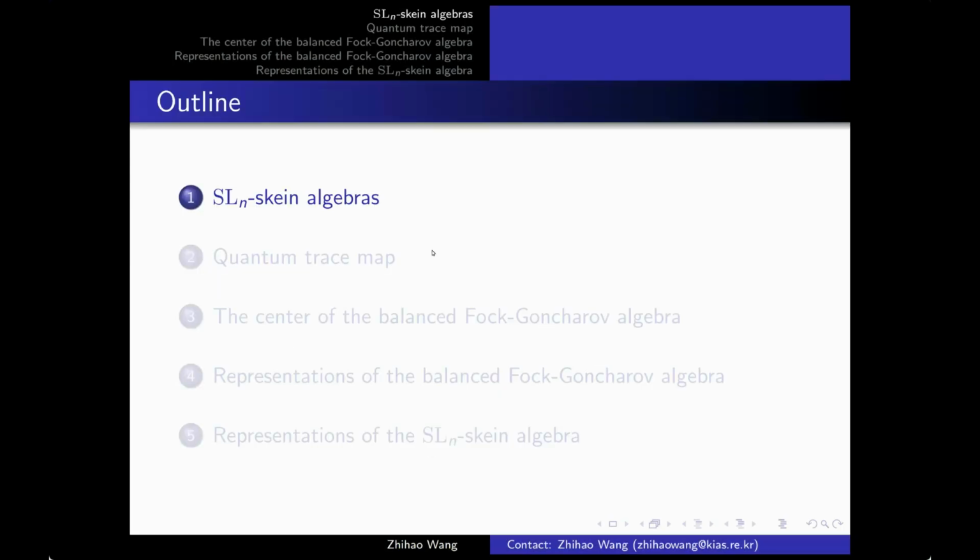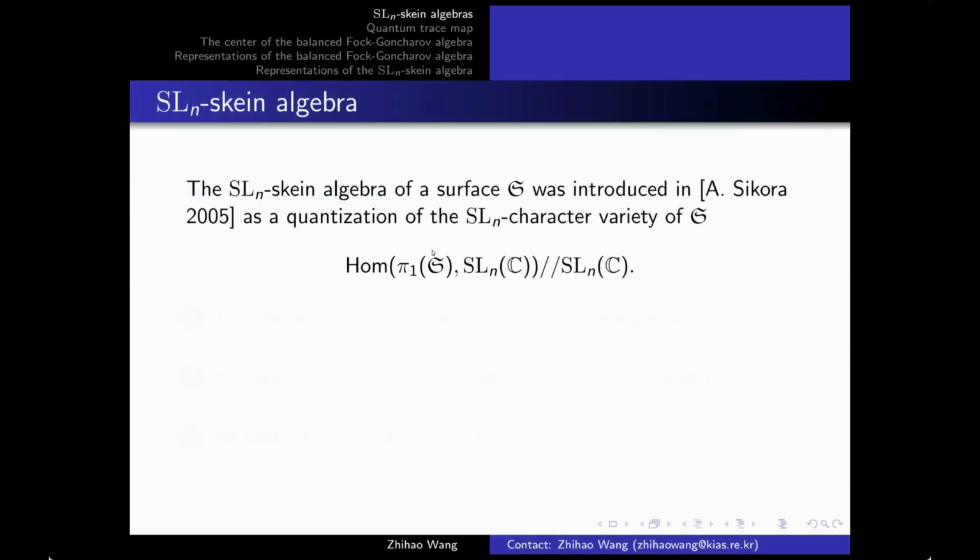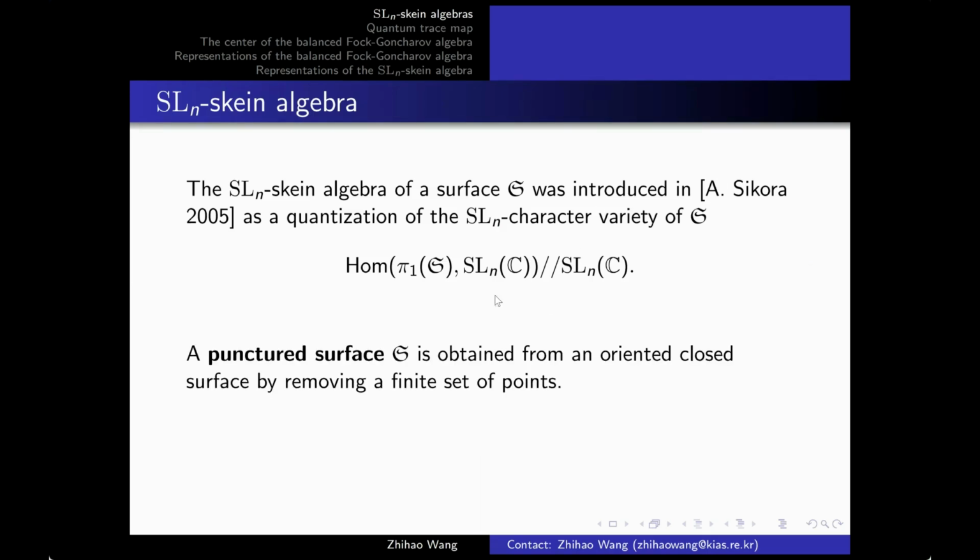Okay, so first let's look at the definition of the SLN skein algebra. The SLN skein algebra of a surface S was introduced by Adam Sikora as a quantization, just like I said, of the SLN character variety. If you're not familiar with the character variety, that's okay. Anyway, this Hom set is the set of all the group homomorphisms from the fundamental group to SL2 C, and that is quotiented by taking the trace, or maybe a little bit cheating if I say taking the conjugation. That's also okay, I think.